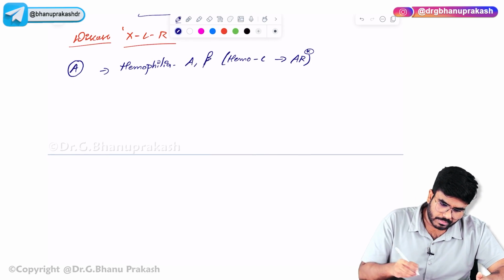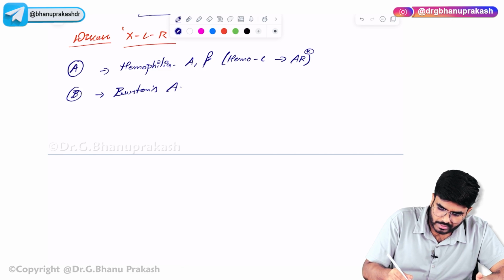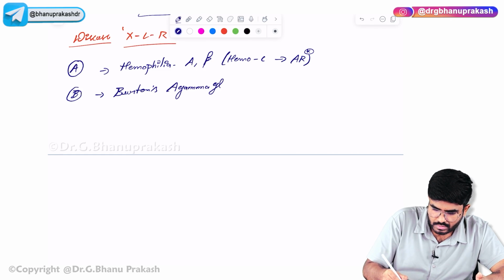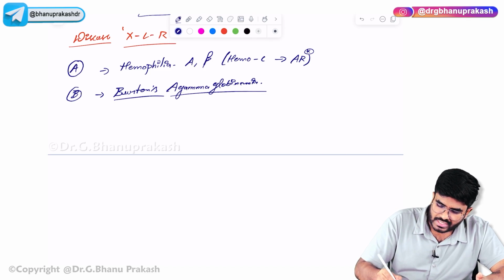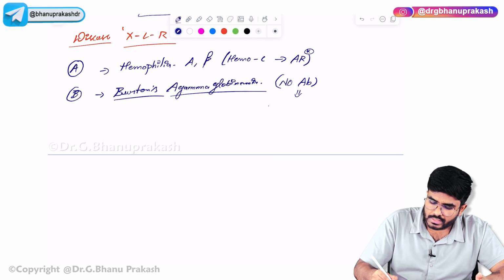Now B stands for Bruton's agammaglobulinemia. So in this condition called agammaglobulinemia, there are no antibodies. Antibodies are not getting produced. Without antibodies, there is no opsonization.